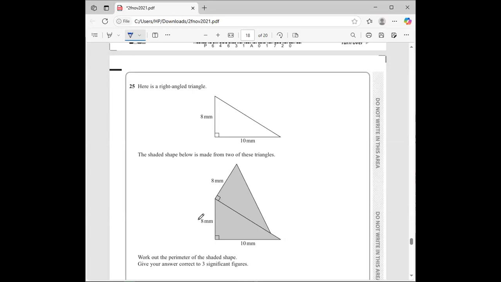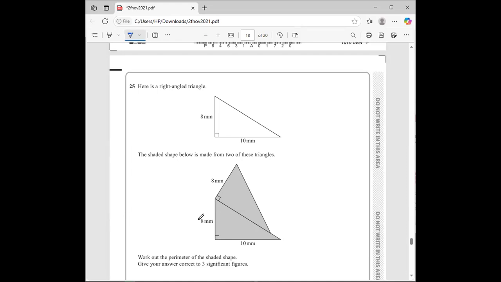Can you handle this one on your own? Yes. Okay. So if you were to solve this particular question, what would you do? Just give me an idea. 8 squared plus 10 squared equals x squared. Okay. So that's Pythagoras theorem, right?